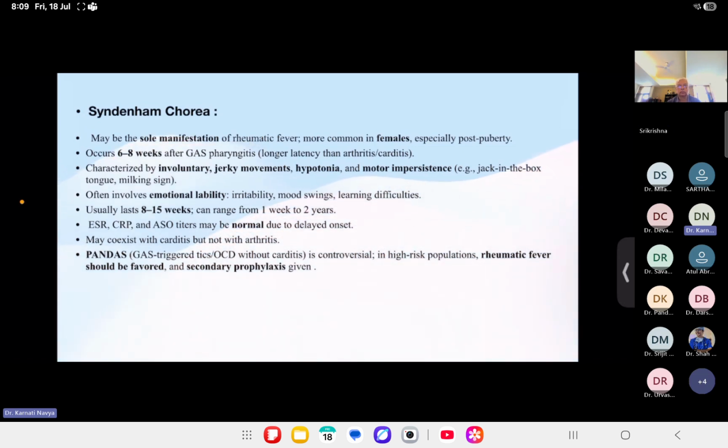PANDAS, which is group A strep-triggered tics or OCD without carditis, is controversial. In high-risk populations, rheumatic fever should be favored and secondary prophylaxis should be given.